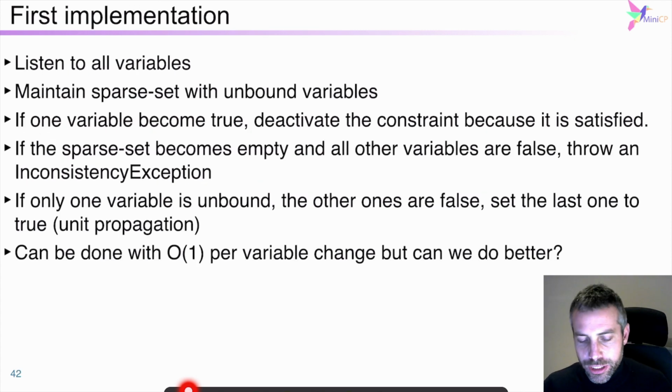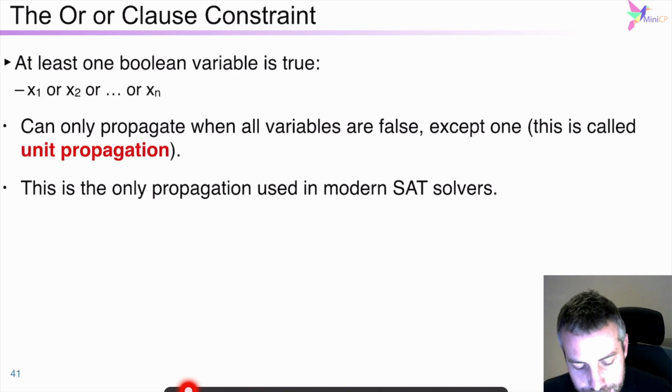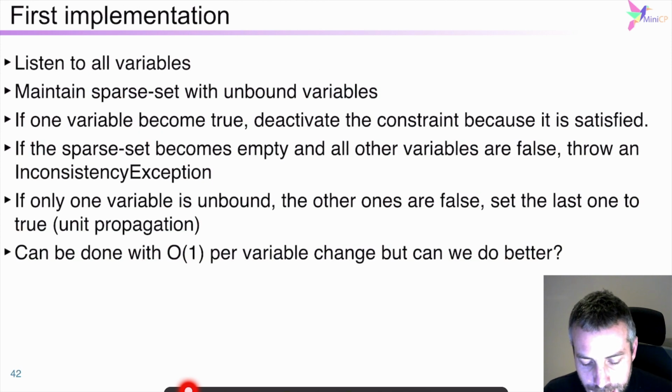So one first implementation to make it a little bit more efficient than going through every variable at every call to the propagate method is to use the technique of sparse sets. You can split the sparse set between the variables that are fixed and the variables that are not fixed. When one of them becomes fixed to true, you can deactivate the constraint. And if you detect that the sparse set becomes empty and all the other variables are false, then you can simply detect a failure and backtrack. And when one of the variables is not fixed and the others are set to false, then you can set the last one to true. That's the unit propagation. So it means that on average, it will take constant time per variable.